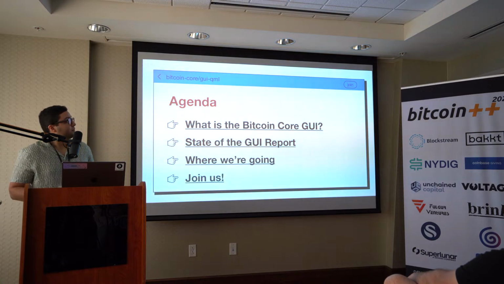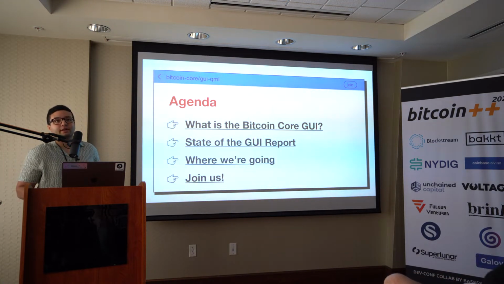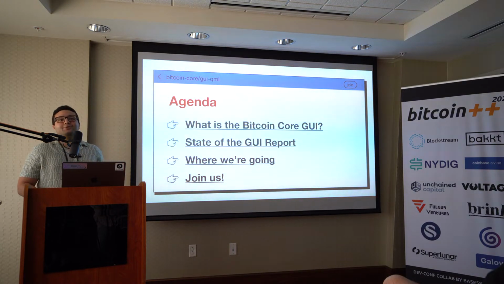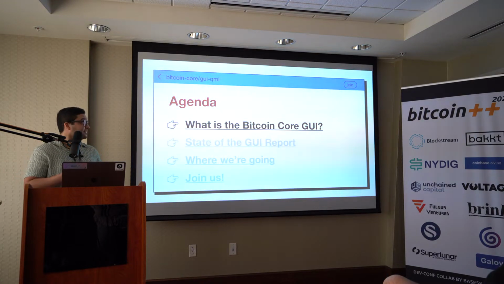So, agenda. We'll start off with what the Bitcoin Core GUI is, and I thought this would be important to do because when I started contributing, I didn't know that Bitcoin Core had a GUI, and maybe some of you might be in the same boat. Then we'll get into the State of the GUI report, and that'll be me complaining about what's wrong with the GUI. We'll talk about where we're going to go, and that's the work that's being done to fix the problems that I complain about. And then at the end, I'm going to force all of you to contribute to the new GUI. And if you don't contribute, you don't get lunch. And so you're going to join us.